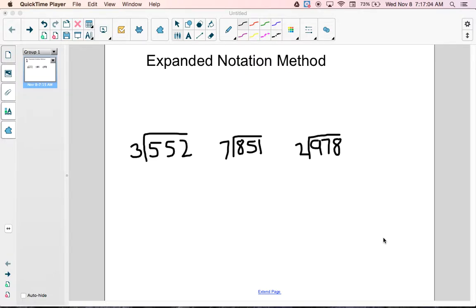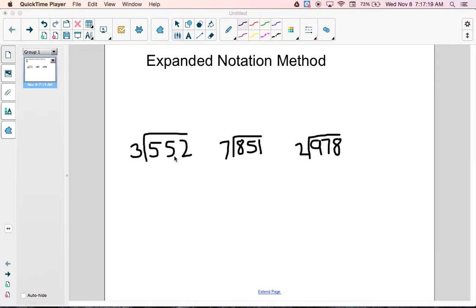All right, we're going to take a look at division again. This time we're going to use something called the expanded notation method. So let's try this first problem. We have 552 divided by 3.